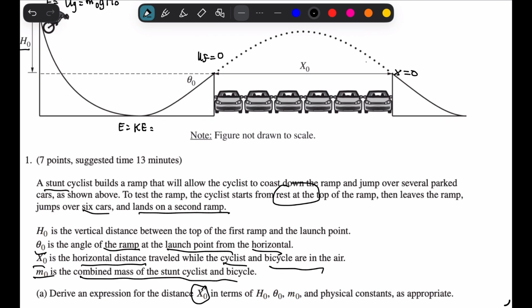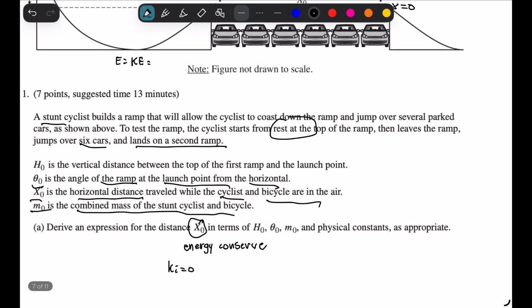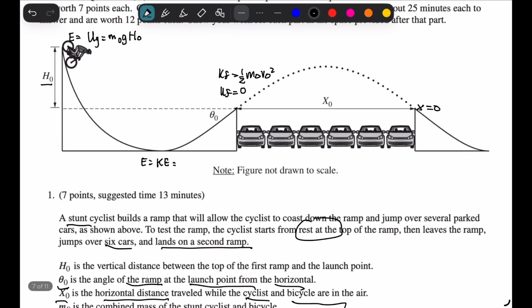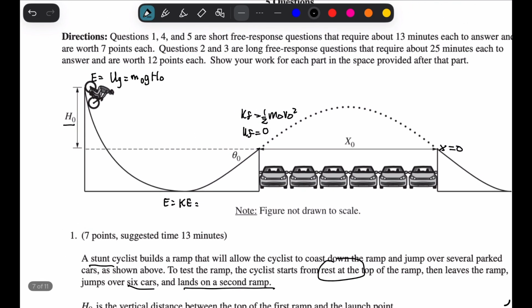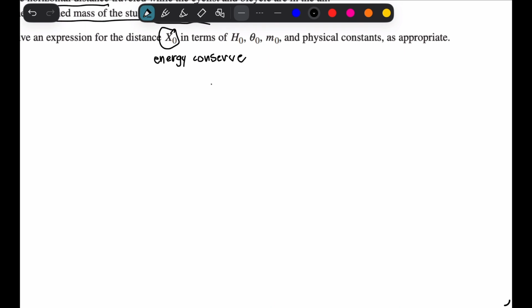Then we can say that our K final is equal to 1/2 M initial V initial squared at this point. So now let's write our conservation of mechanical energy. K initial was equal to 0 because the cyclist started from rest. Now you set M initial, g, H initial equal to 1/2 M initial V initial squared.